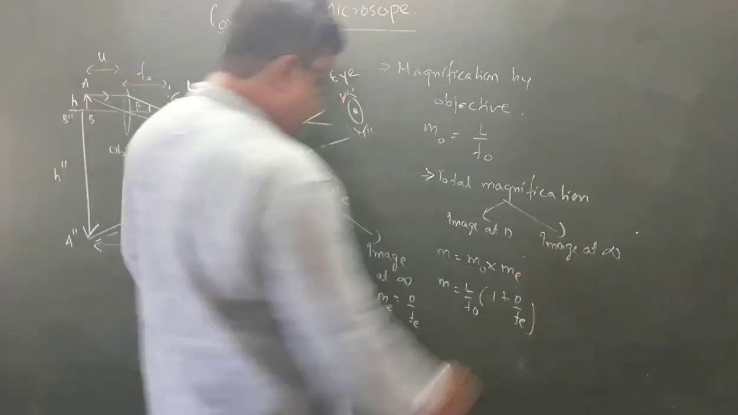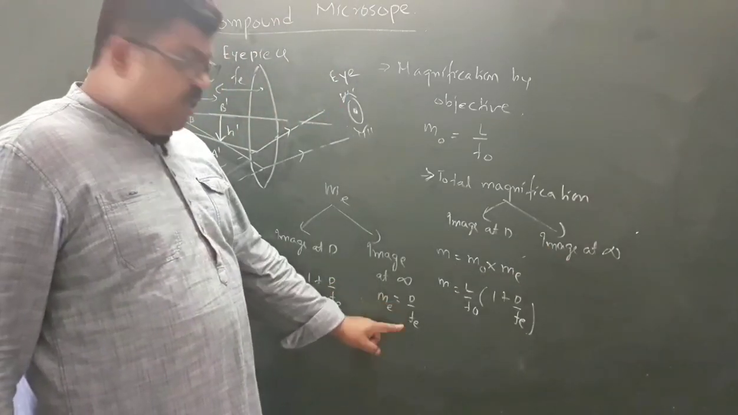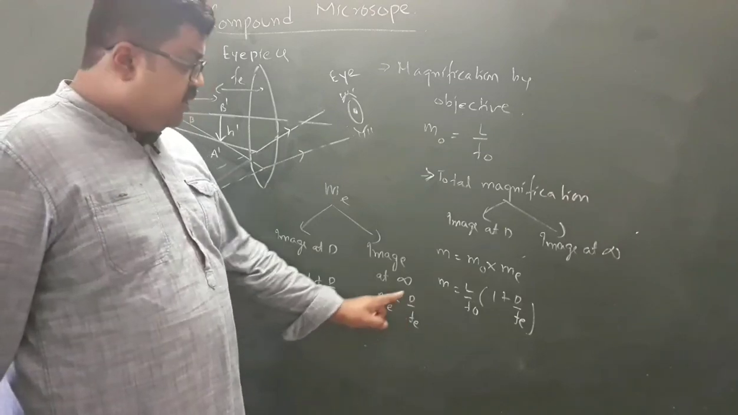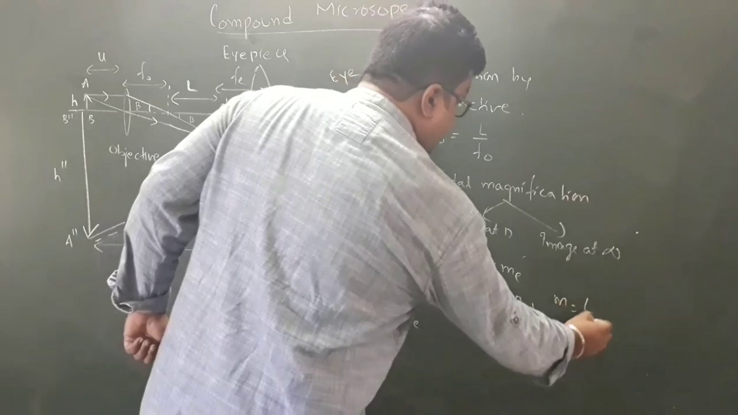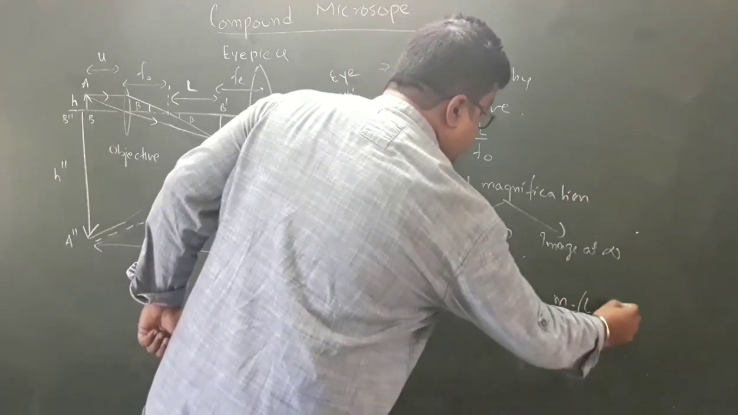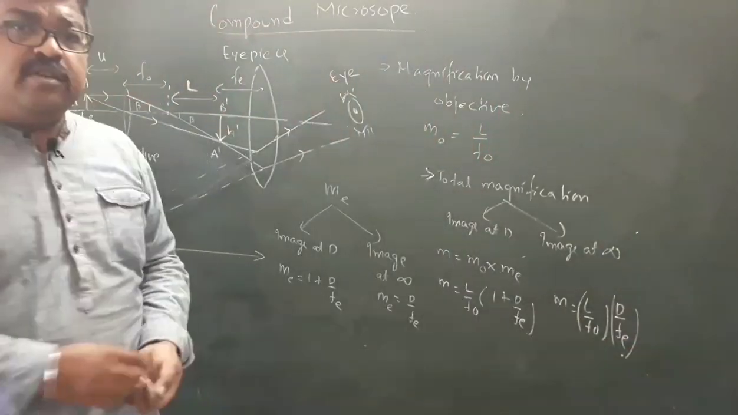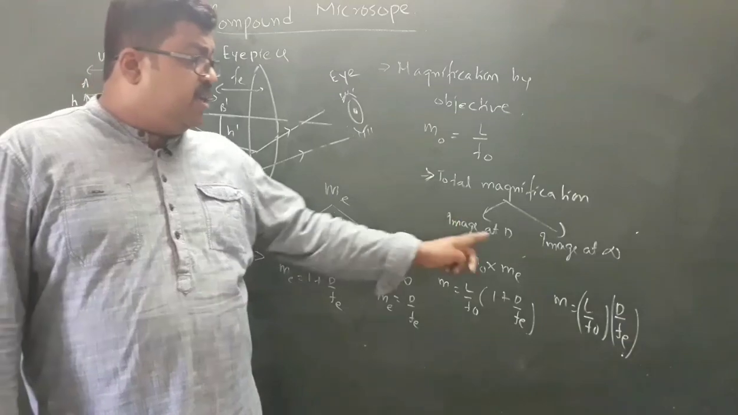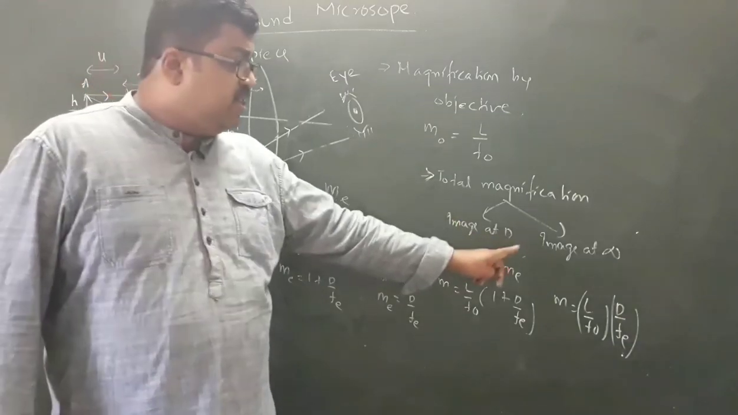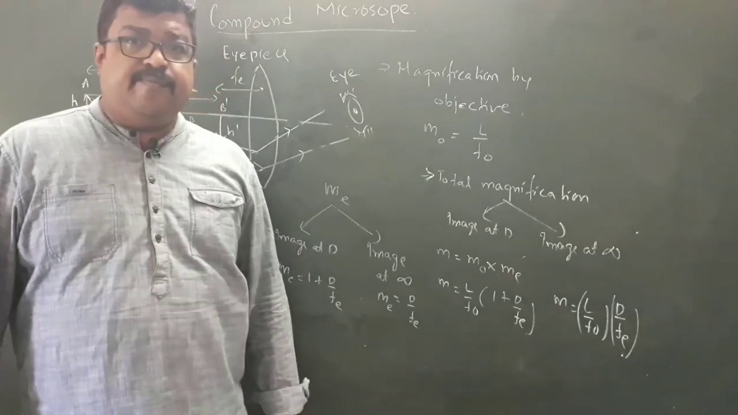And when image is at infinity, magnification by eyepiece is D by FE. So this is M is equal to L by F naught into D by FE. So these are the two results for the two magnifications when image is at D, D meaning distance of distinct vision, least distance of distinct vision, and when image is at infinity.